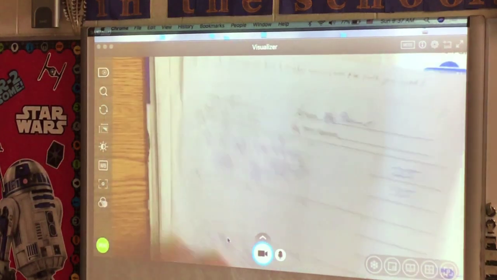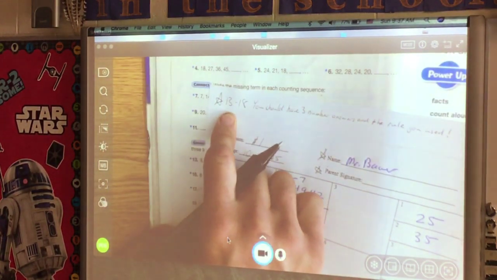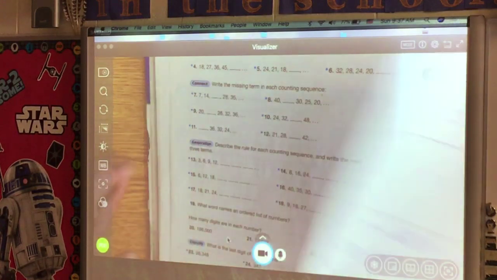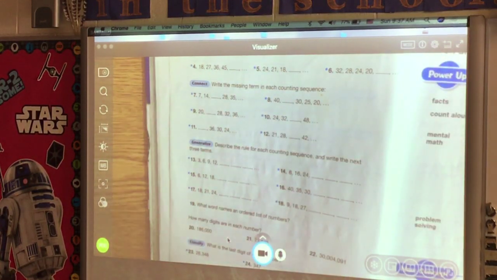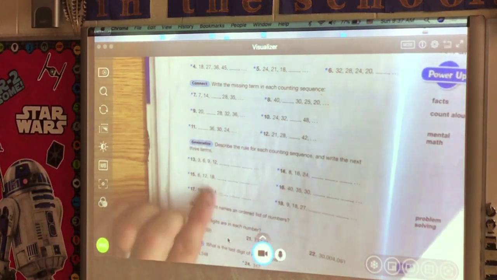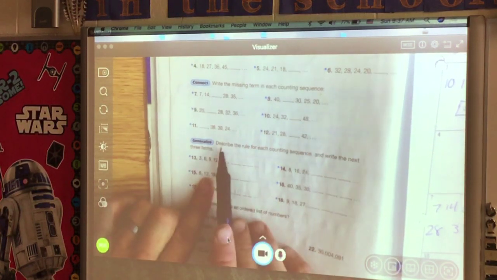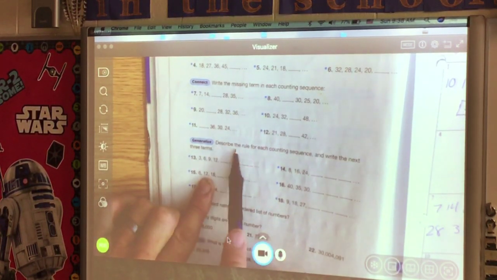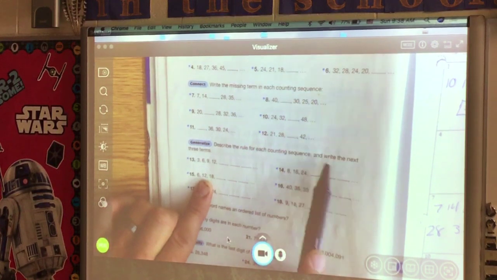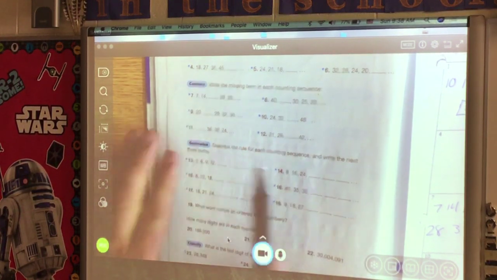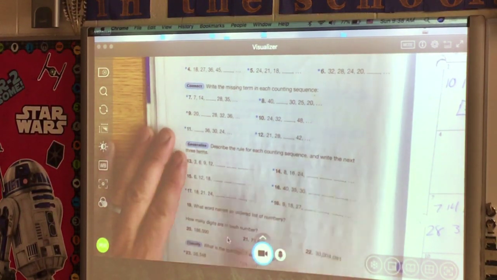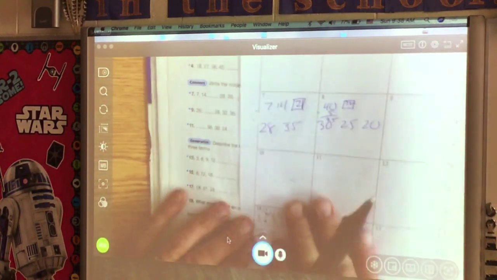All right, now we're going to jump down to 13 to 18 where I said, hey, I want to give you some hints and some tips and some pointers. And when I sent this home with you, I already had done one of them for you. It's number 13. Now look at the directions. You got to write directions every time. Describe the rule for each counting sequence and write the next term. Two directions. Describe the rule, write it. So we did the first one for you.